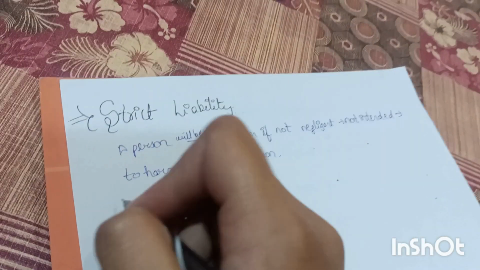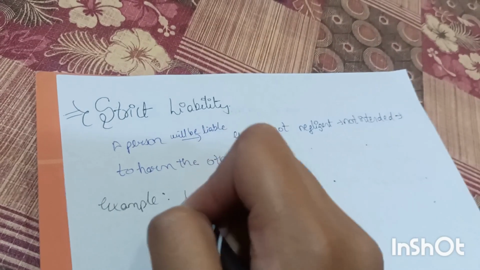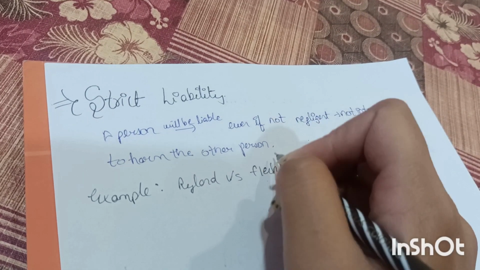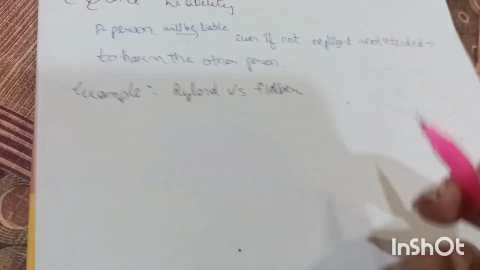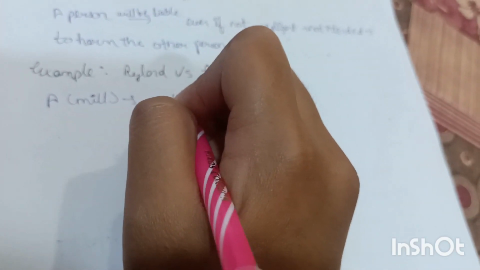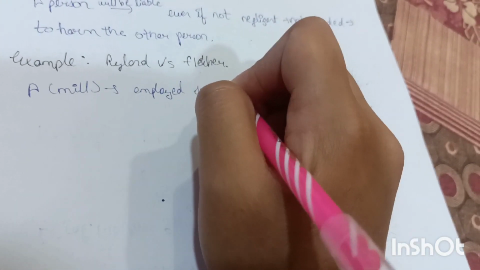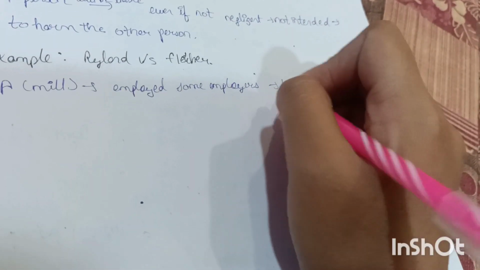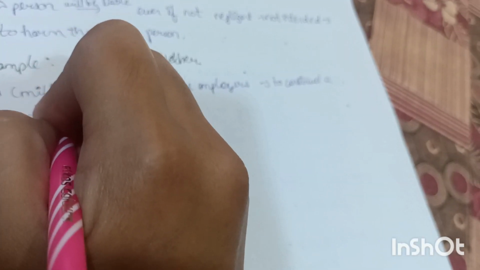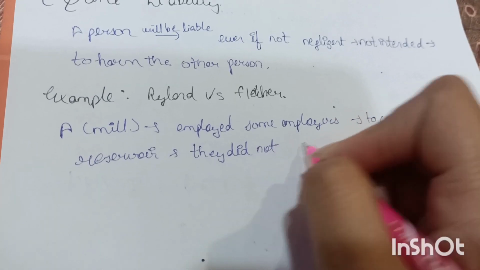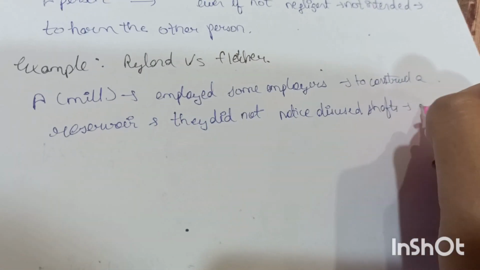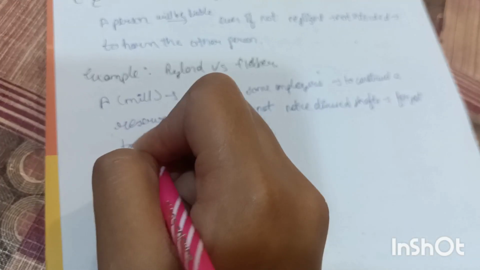So now let's understand this with a case, that is Rylands versus Fletcher. In this case, a person A opens up a mill and employed some employees to construct a reservoir. While constructing, they did not notice disused shafts and forgot to block them.